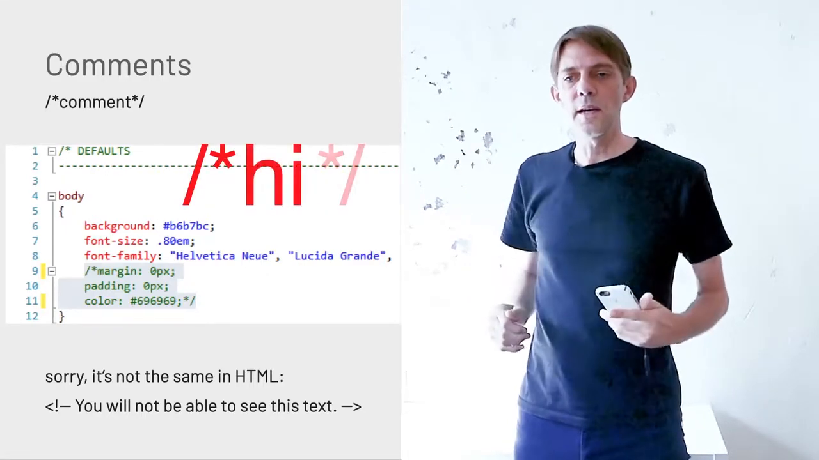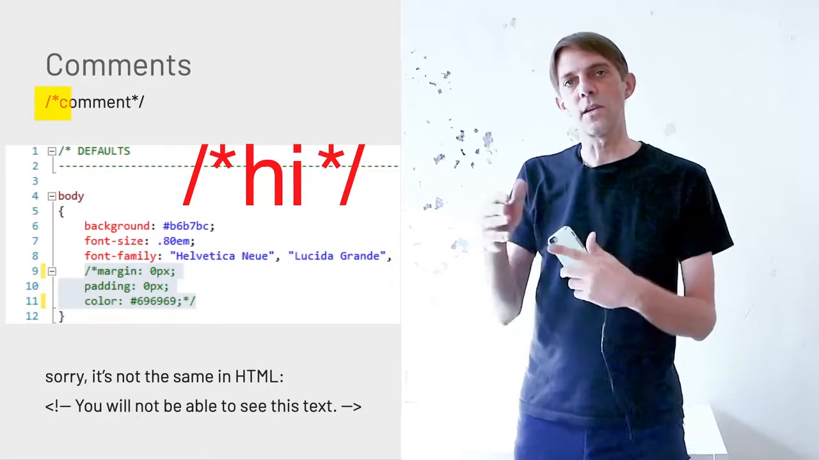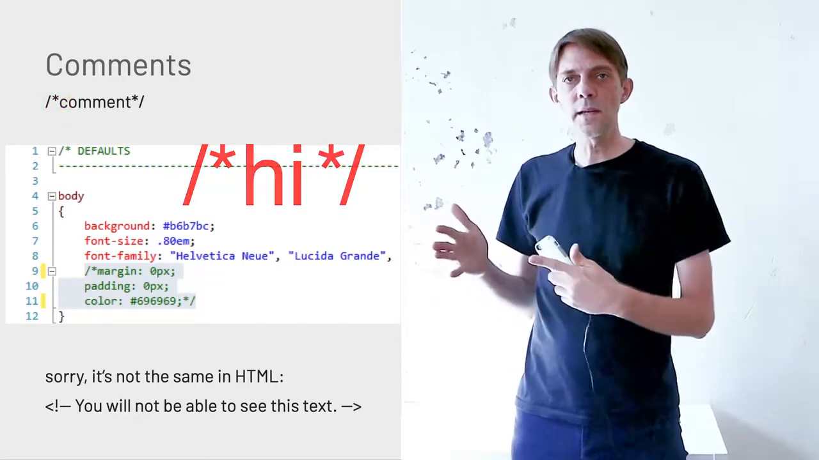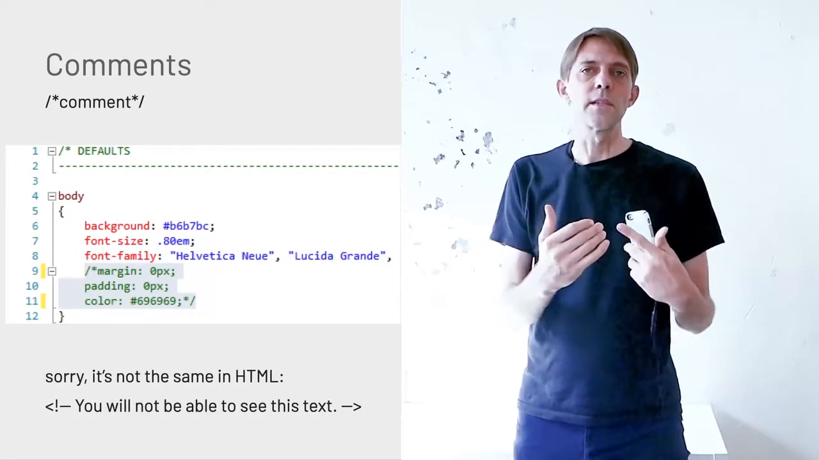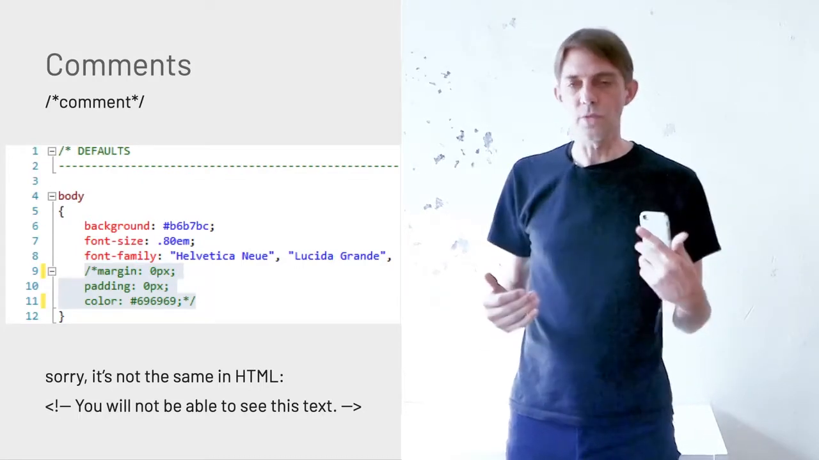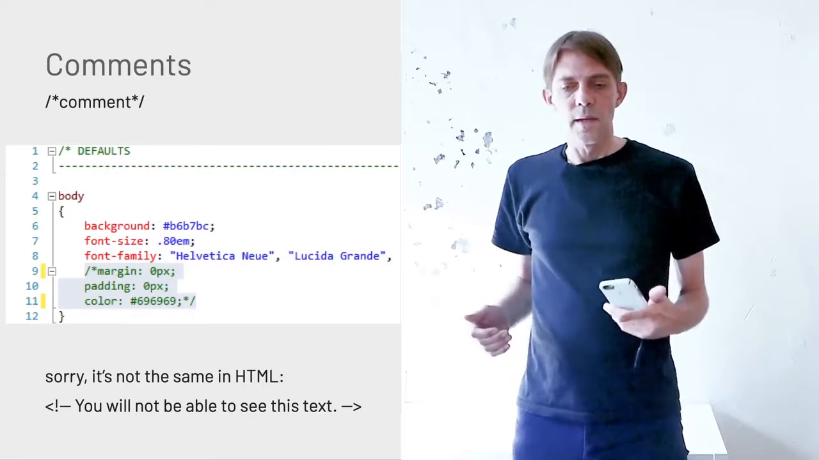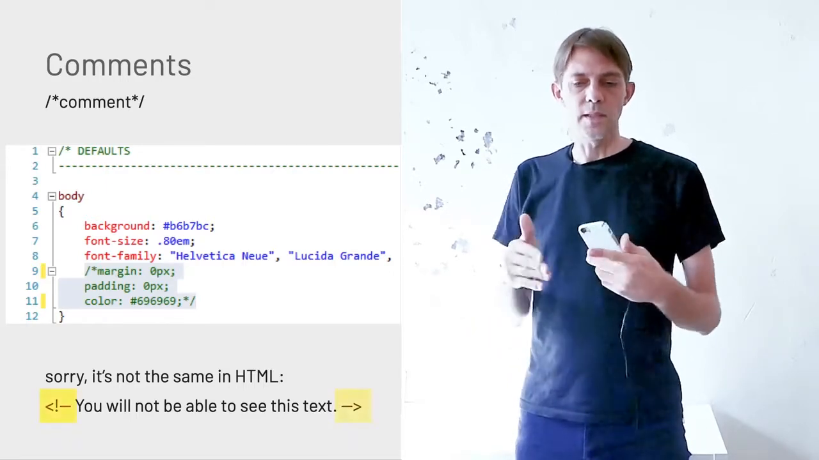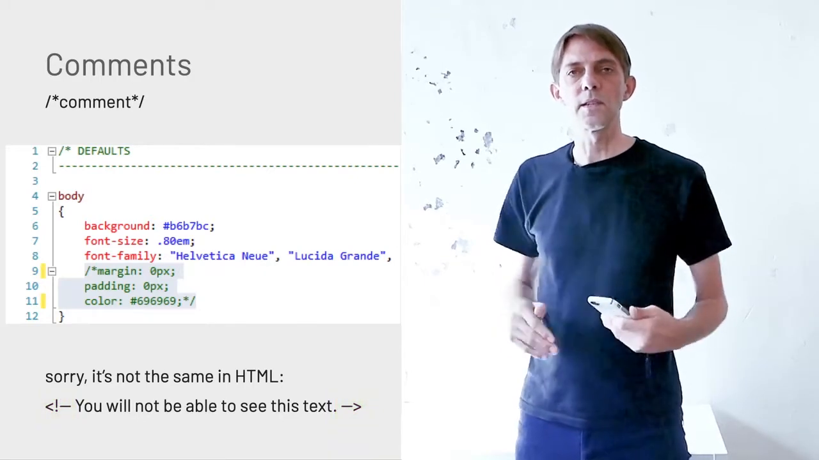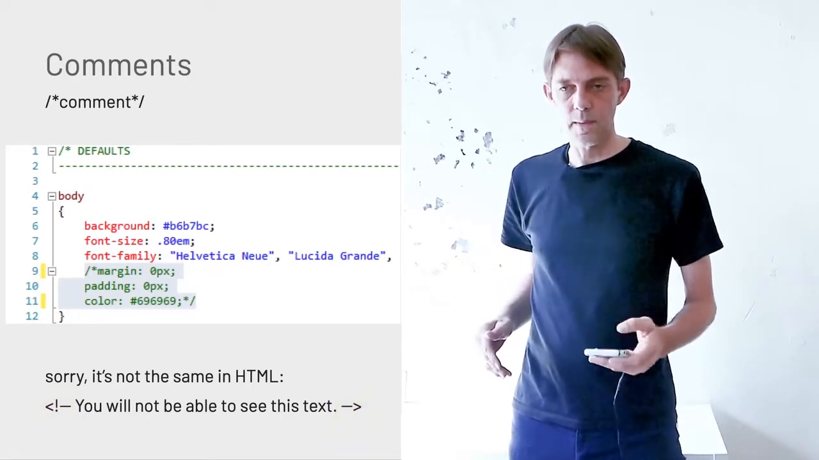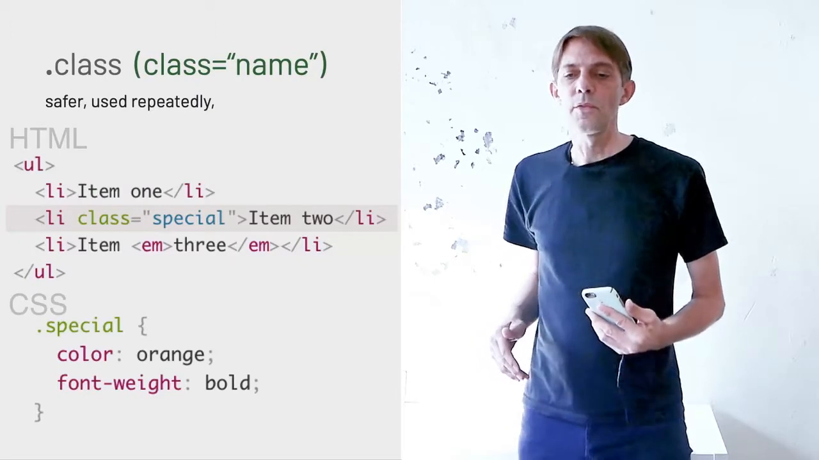In CSS, you write slash star, and then you write your comment, and then star slash closes that part again. It's different in the HTML, sorry. Everything is a little bit different between HTML and CSS. Unfortunately, they didn't make it the same. The comments in HTML, as you see on the bottom, start with a different syntax than the comments in the CSS.